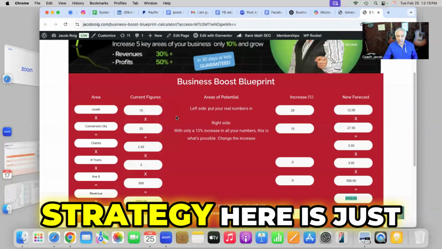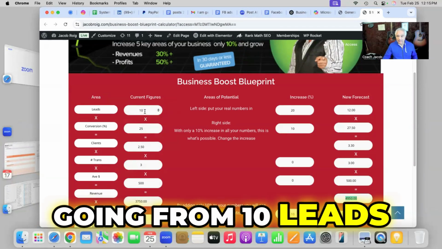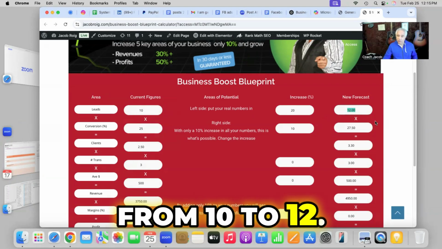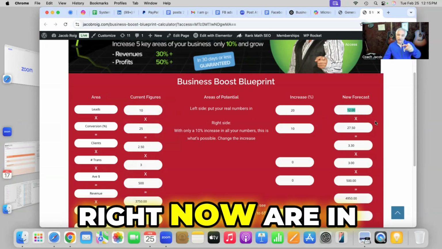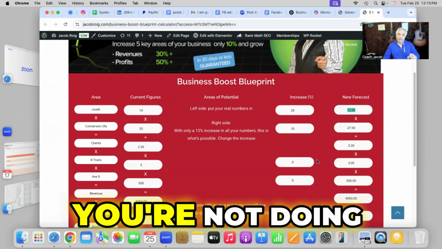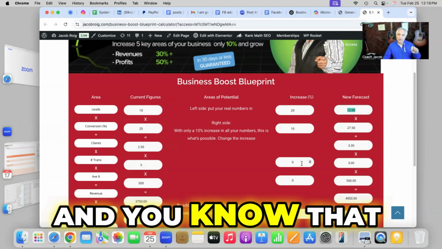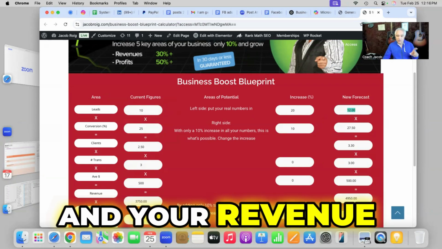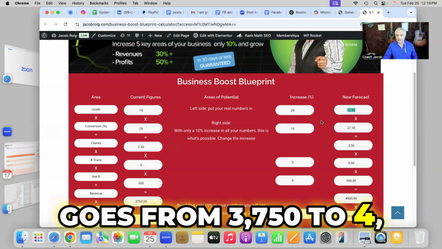And again, this strategy here is just going from 10 leads to 12 leads a month, from 10 to 12. How many of you right now are in this number range and could do that? You know that you're not doing enough. And you know that if you did, that you could do this. And your revenue goes from 3750 to 4950.